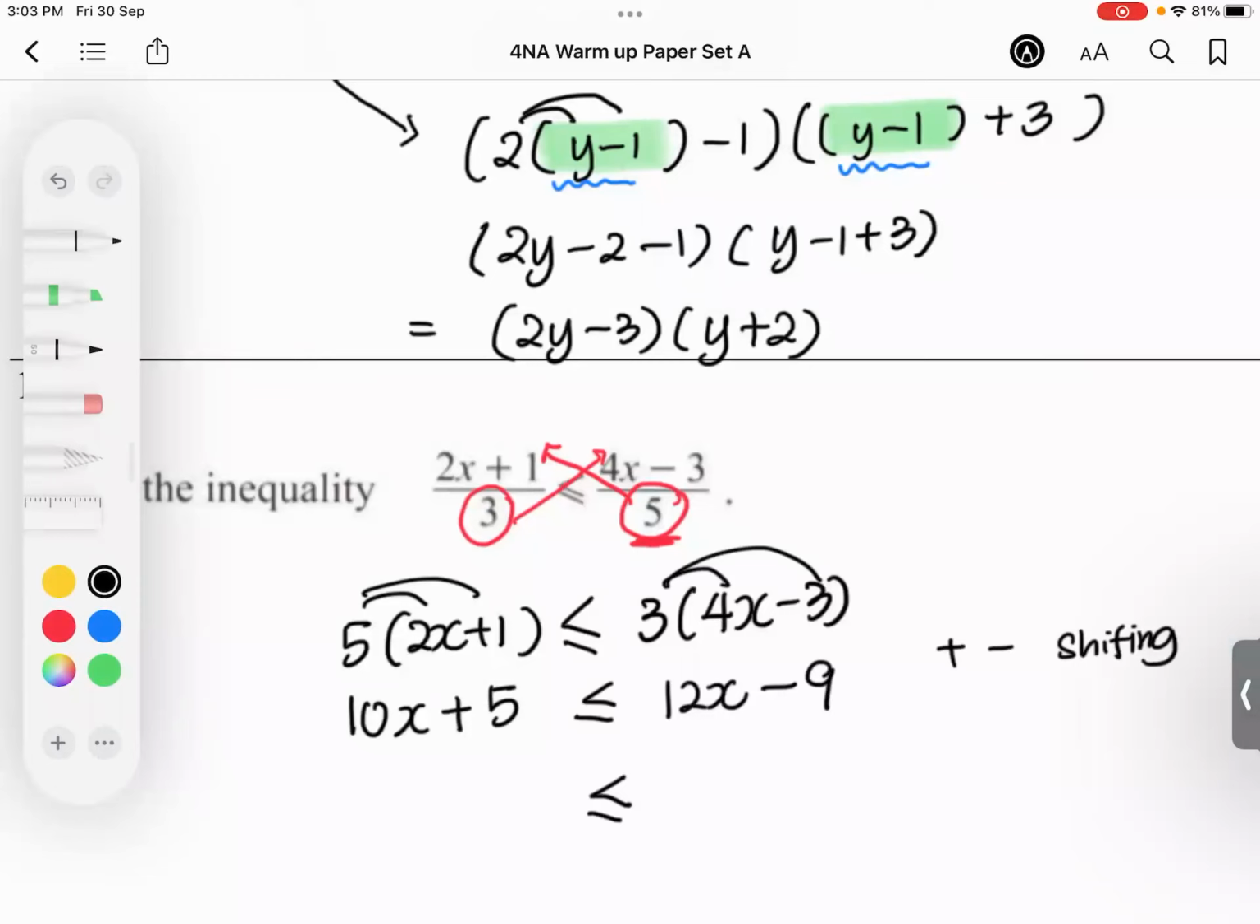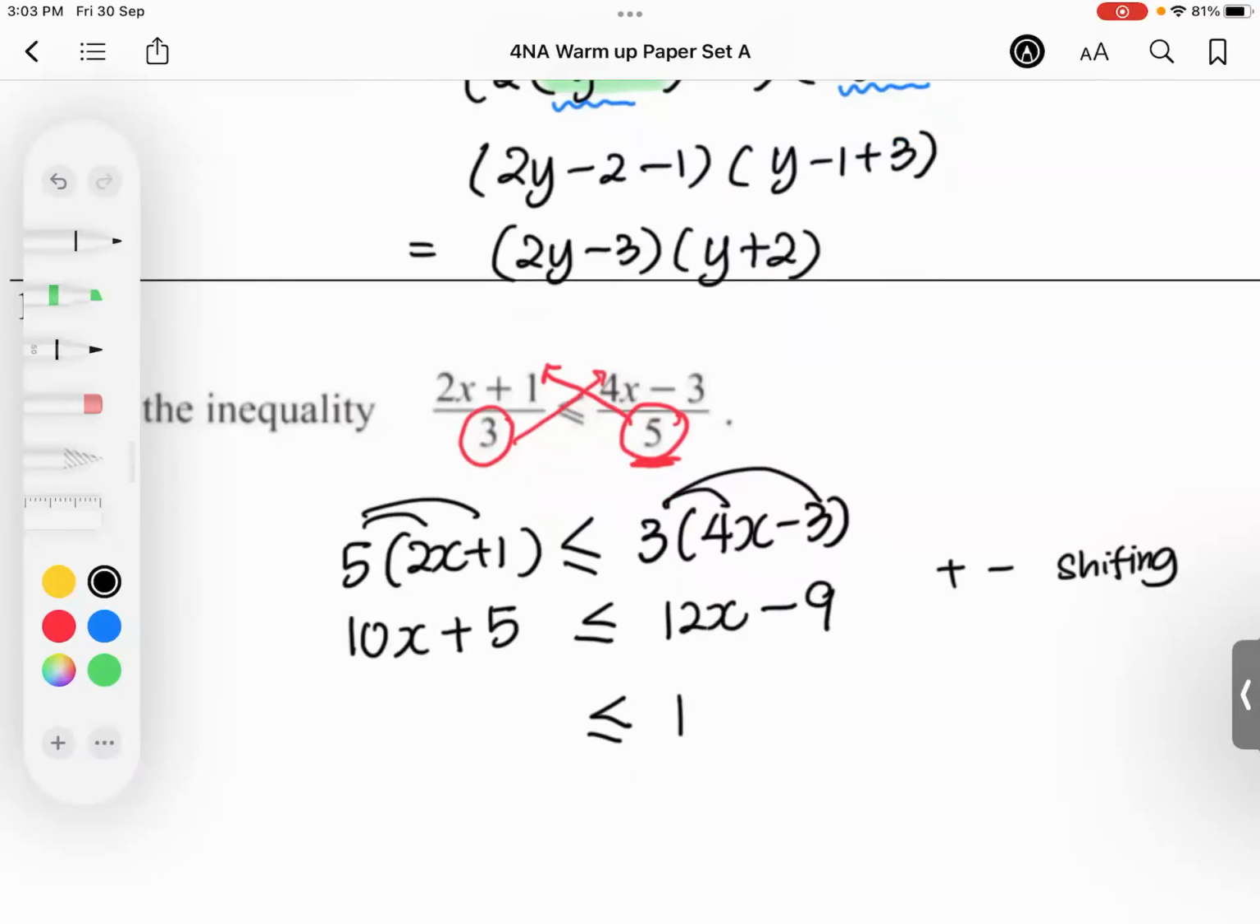No change in inequality sign. Okay, we are only shifting around. I understand some students like to put x, the bigger value, over on this side. Correct. You have the right answers first. But for inequality, I will recommend you to always put the one that you want to find on the left hand side. The subject x should be on the left hand side.